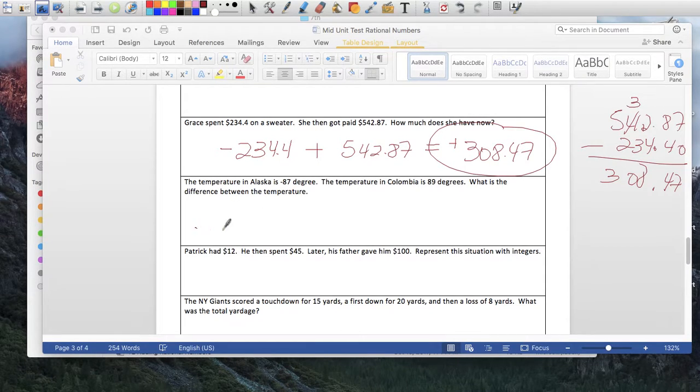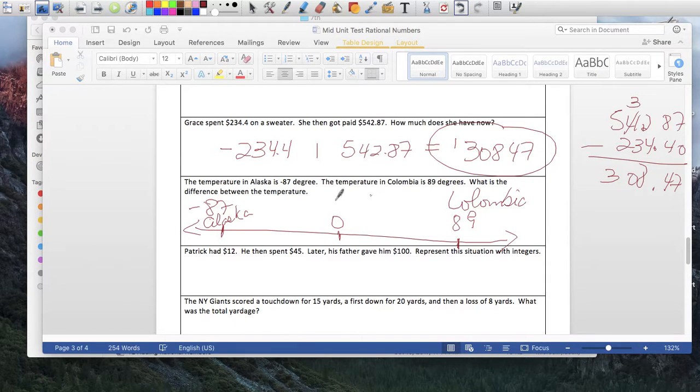So the temperature in Colombia, I'm going to write 89. That's 0, 0, that's 0. This is Colombia. It's pretty hot. Probably summertime. And then Alaska, made this up by the way. So negative 87. I have no idea if it gets that. So that's how cold it is in Alaska.